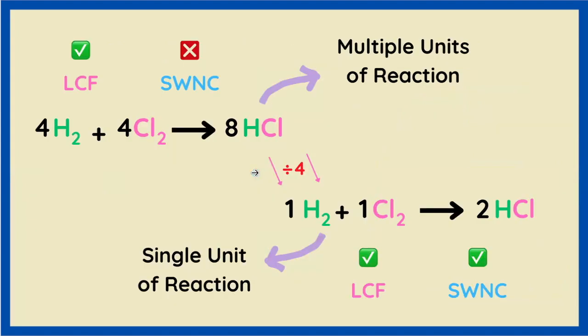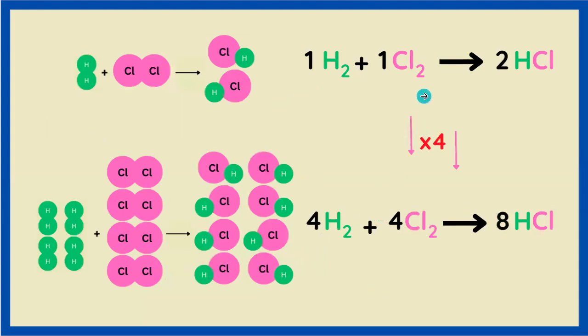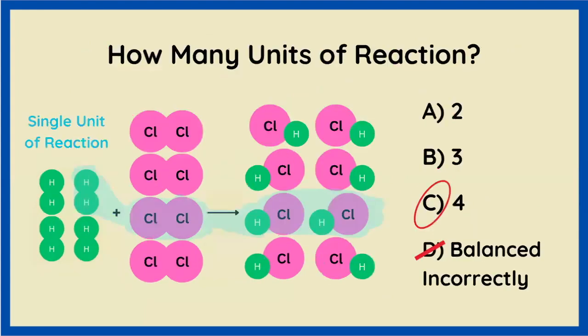So that means if we reduce our coefficients down to their smallest whole numbers, 1, 1, and 2, we by definition have a single unit of reaction because we meet both criteria of a balanced chemical equation. At the top is a single unit of reaction, and at the bottom is 4 times that. Therefore, we have 4 units of reaction total.